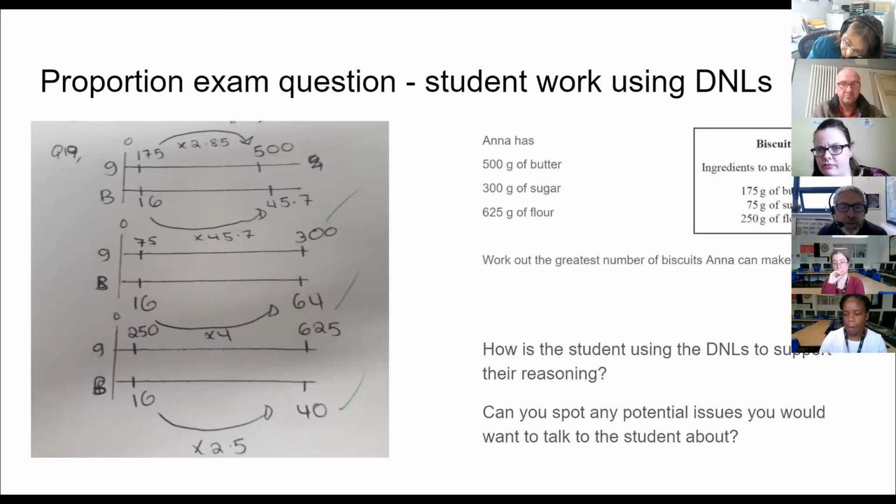And this is a process that we went through, is getting them to practice the structure of drawing the double number lines and getting the numbers in the right place, and then the idea of how to move around the double number line to find missing numbers. So it was definitely a process that they developed over the year.